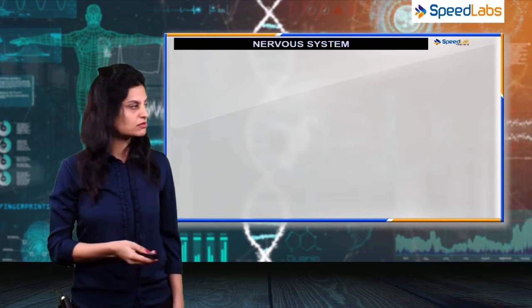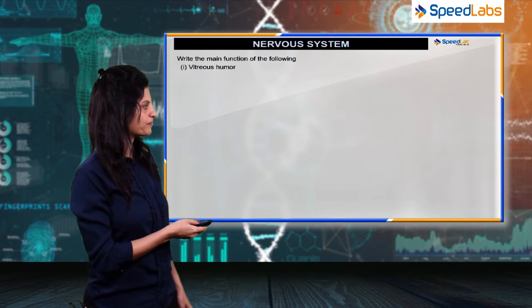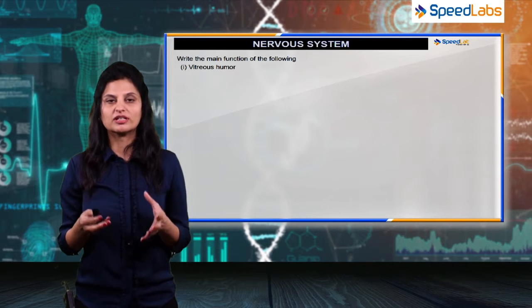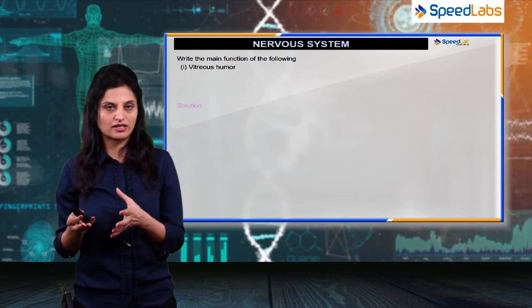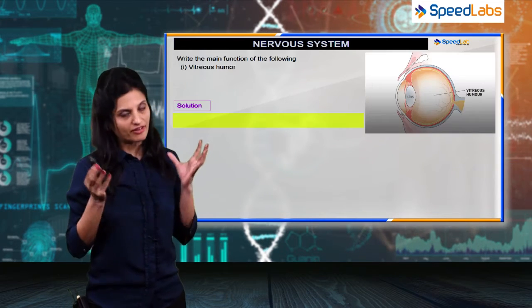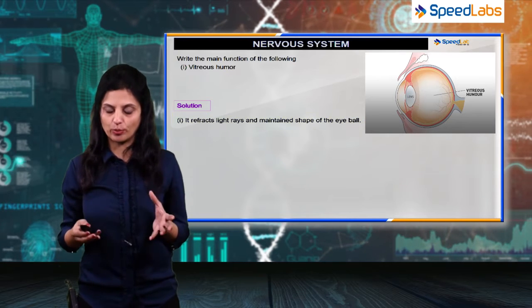The question is, write the main functions of the following. Vitreous humor. We know that vitreous humor lies behind the lens and is an important chamber of the eye. It basically refracts the light rays and maintains the shape of the eyeball.